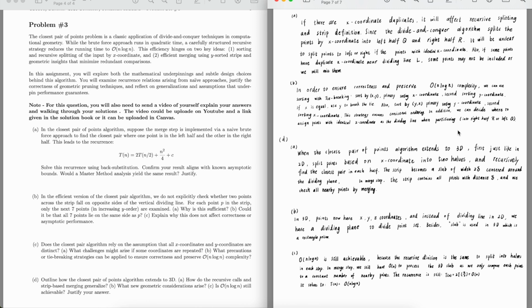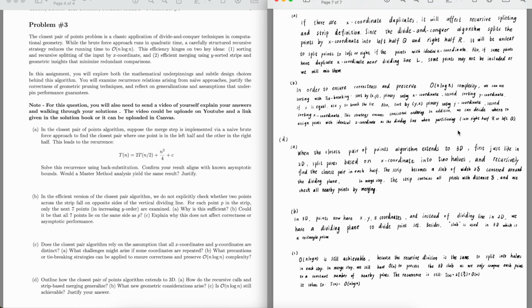And what new geometric considerations arise? In 3D, points now have x, y, z coordinates, and instead of a dividing line as in 2D, we have a dividing plane to divide the point set. A box is used in 3D, which is a rectangular prism.